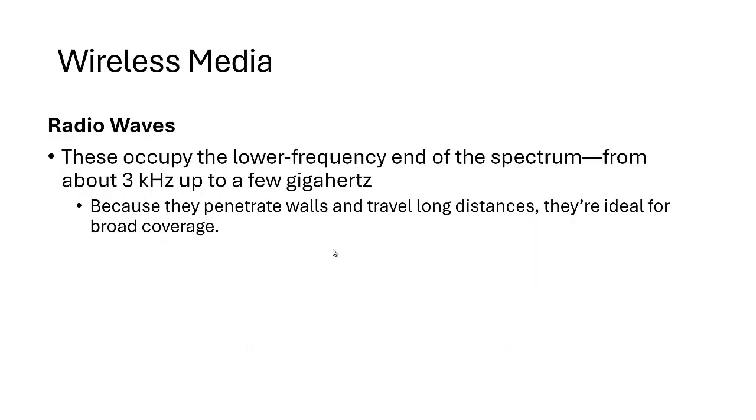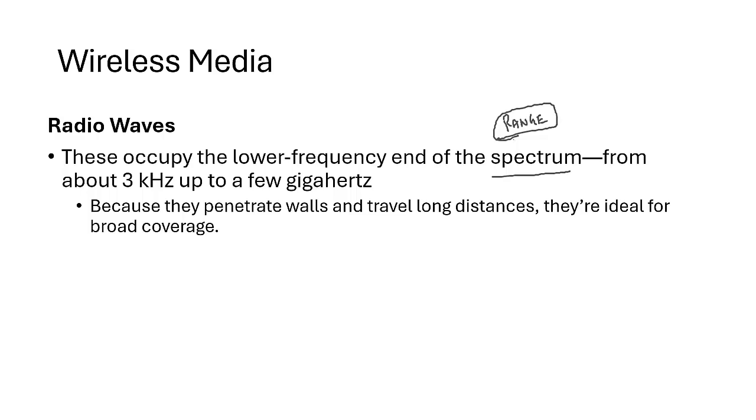So far we discussed 3 types of wire. Now we're going to discuss the wireless, and the first, which is very commonly used everywhere, is radio wave. It occupies the lower frequency in the spectrum. Now what is spectrum? Spectrum refers to the range of electromagnetic frequencies over which signals can travel. I repeat again, spectrum refers to the range over which signals can travel.